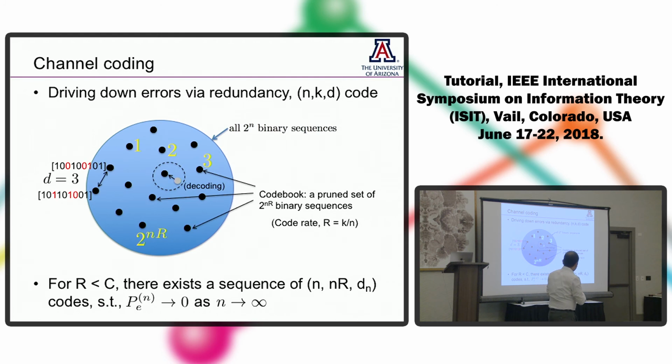Basically what the proof of Shannon's channel coding theorem boils down to is that for any rate less than capacity, there exists a sequence of (n, nR) codes, where d_n is the minimum distance between two code words in that code, such that the probability of error in decoding the message at the output goes to 0 as n goes to infinity. And the way I've shown decoding here, this is the received code word, and you send it back to the code word that is closest to the received code word. That happens to be the maximum likelihood rule for the binary symmetric channel.